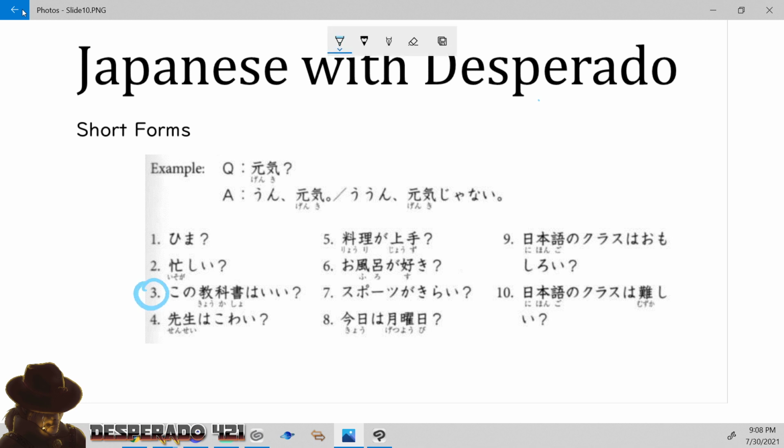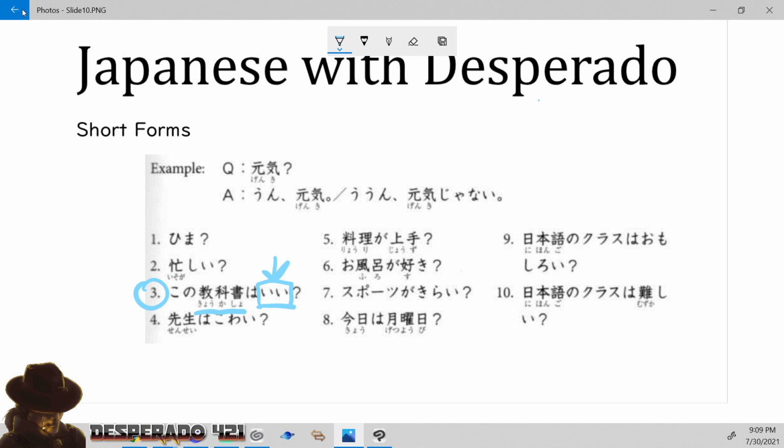All right. Number three here. Kono kyokasho wa ii? Kyokasho means textbook. So, kono kyokasho wa ii? Can I borrow your textbook? No. Is this textbook yours? No. Is this a textbook? No.